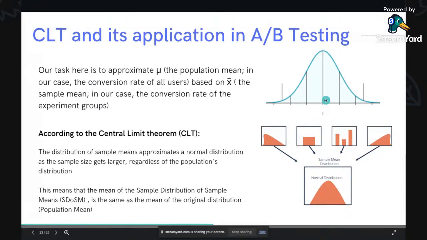And this is the normal distribution. This is also the normal distribution. The more data we have, the more accurate the distribution gets, and the more accurate the peak of the graph gets as well.